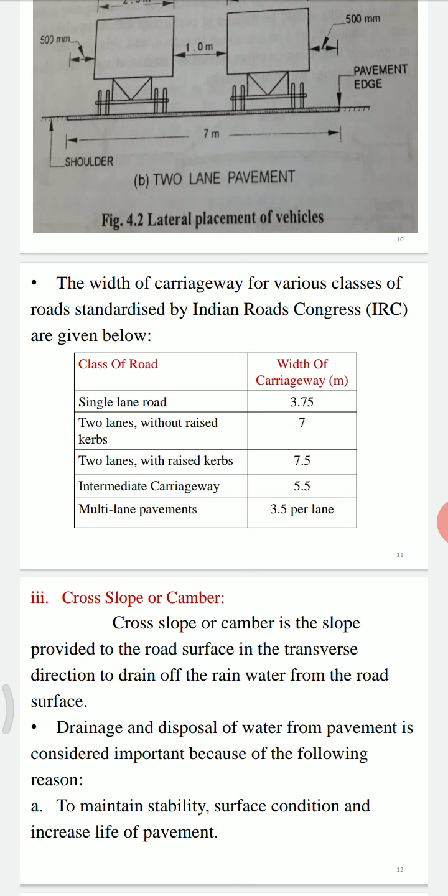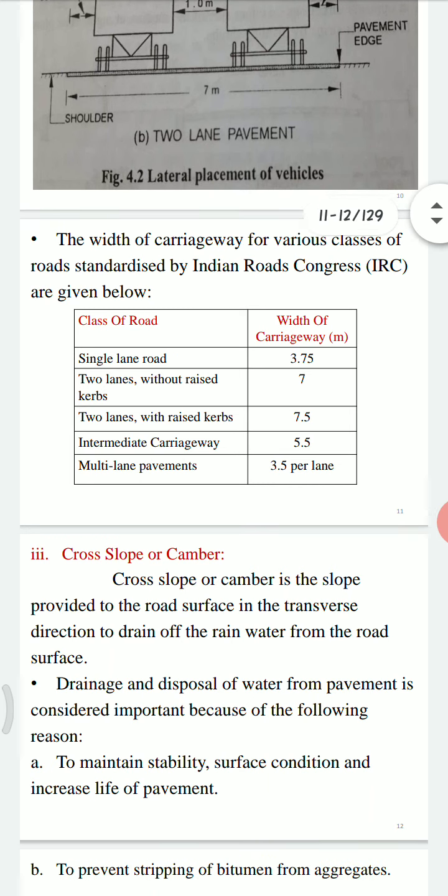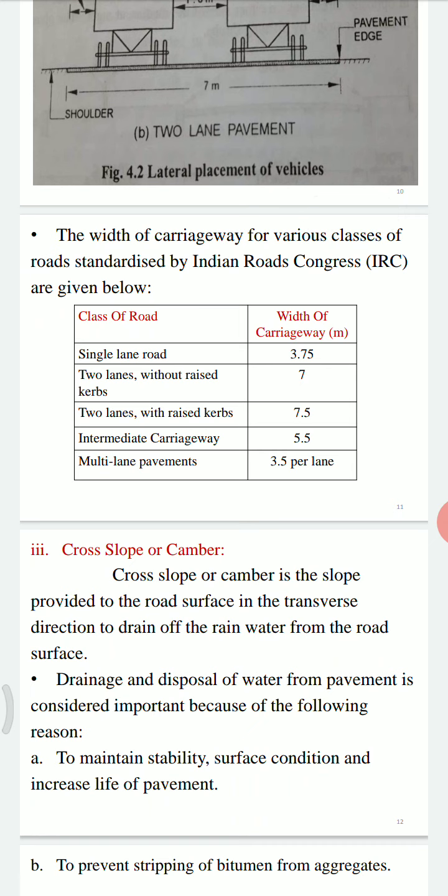Previously we had discussed the curb also, but once again I will write it in the picture. Without a raised curb, the 2-lane road is 7 meters. For a 2-lane road with a raised curb, if the raised curb is provided, it is 7.5 meters. Because without a raised curb, 5 meters. Why the 5 meters is not considered is that there is some shoulder.